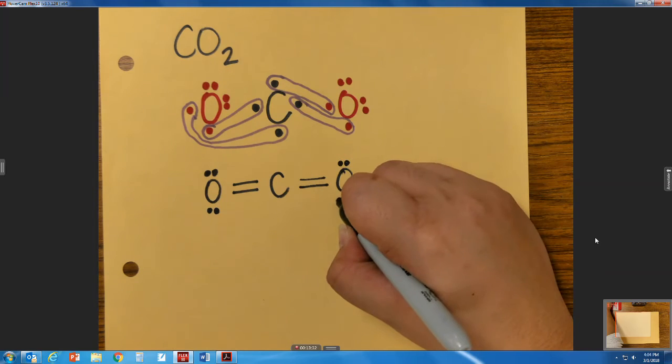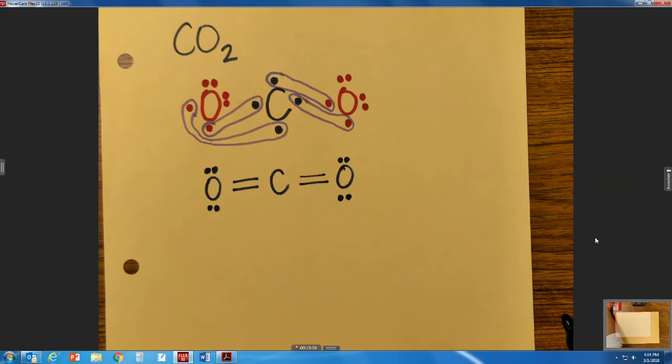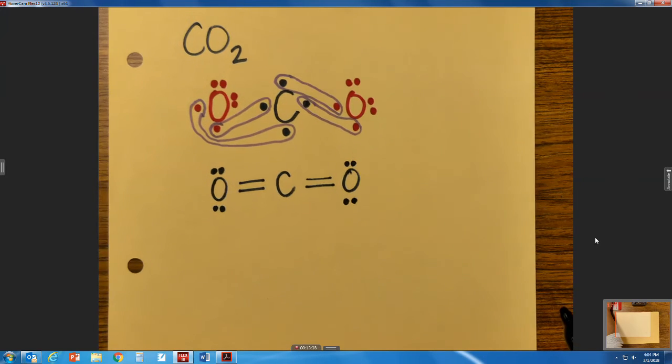But remember, nature likes symmetry, so I'm just going to keep them the same just like that. Okay, so that is for carbon dioxide. Now, let's go ahead and take a look at the math way.